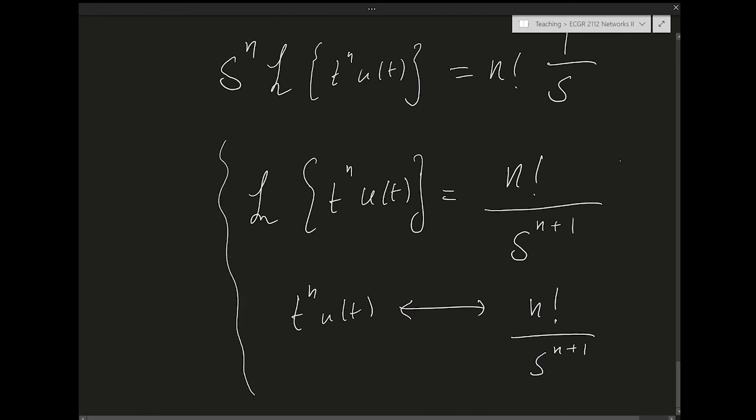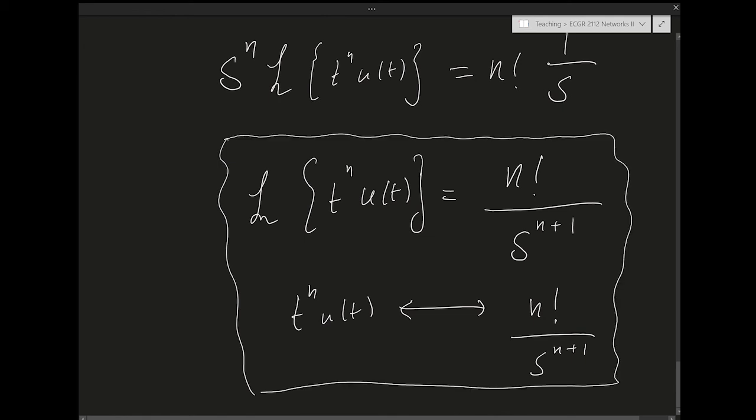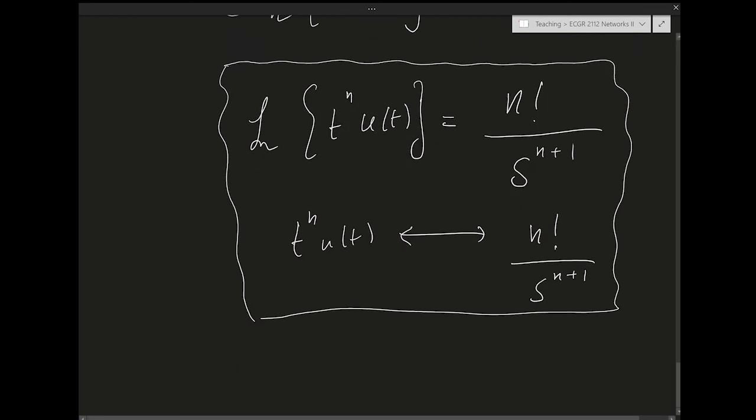So now we can do u's and deltas that are shifted. We can do t to any power times u of t.